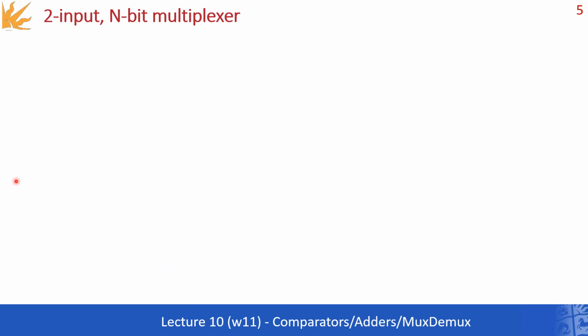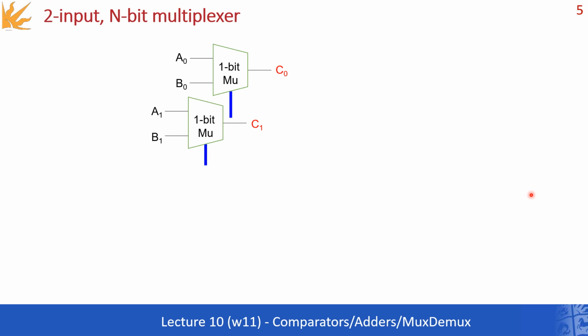Now let us see how a 2-input n-bit multiplexer would look like. So this is a 2-input 1-bit multiplexer, as you know. If you chain it with another 2-input 1-bit multiplexer and all the way through to an nth 2-input 1-bit multiplexer, you will have this result.